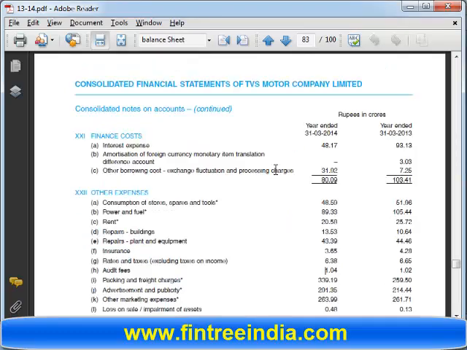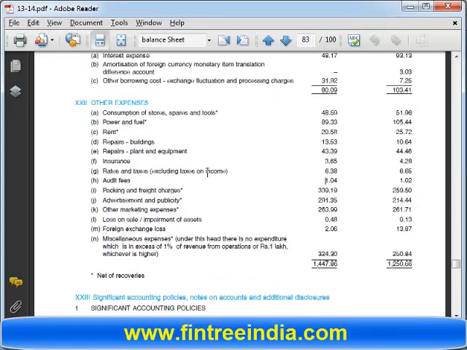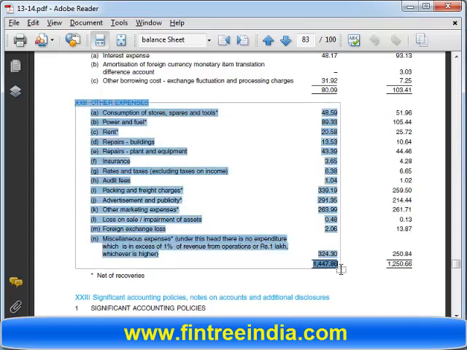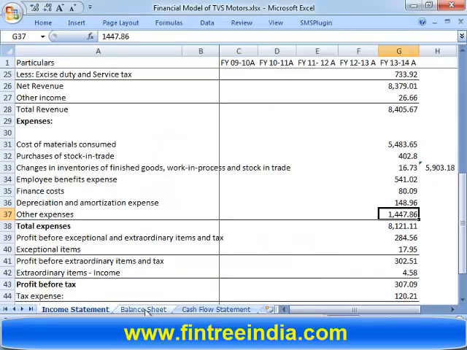So let's search the schedule for other expenses. This is the schedule, page number 83. Look at the numbers carefully. Total is 1500. We have to find out which one is important. So for the sake of convenience, I'm going to copy paste this entire region now and put that in some corner of this file.